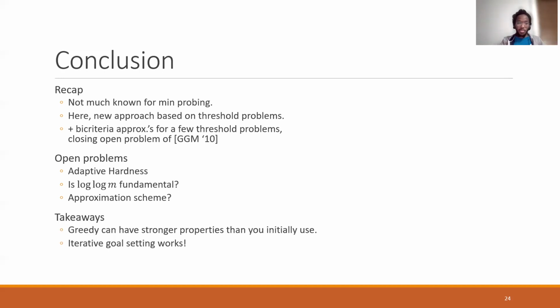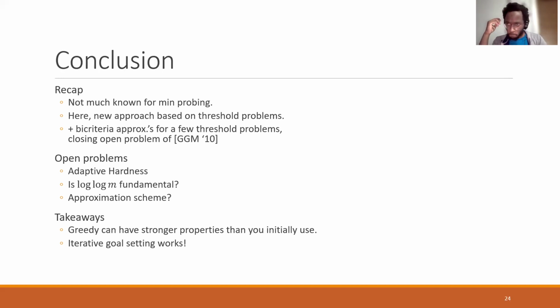Okay, and so just some takeaways of the talk and the paper is that the greedy algorithm can actually have much stronger properties than you initially make use of when you set up your heuristic. I think there are a lot of aspects of greedy algorithms that we take for granted that we don't always use to their fullest extent. And this is an example of if you do use those properties a little bit more, then you can actually get some very, very strong results.